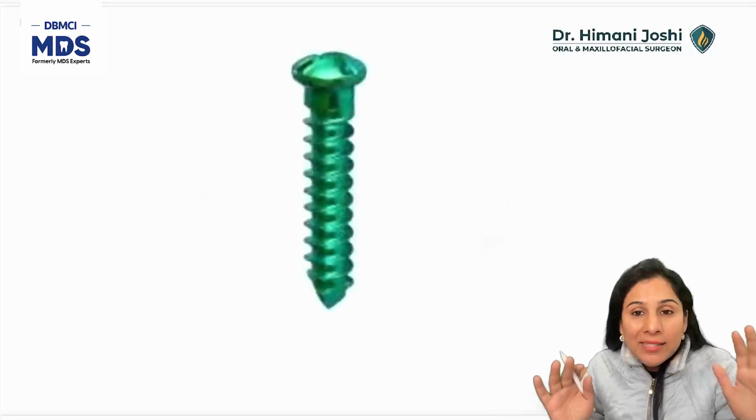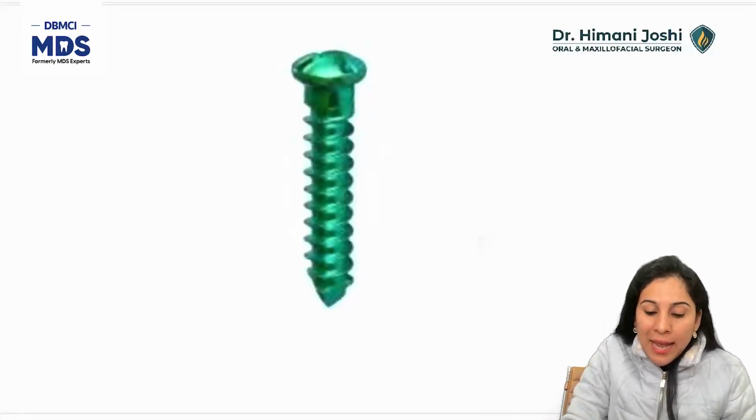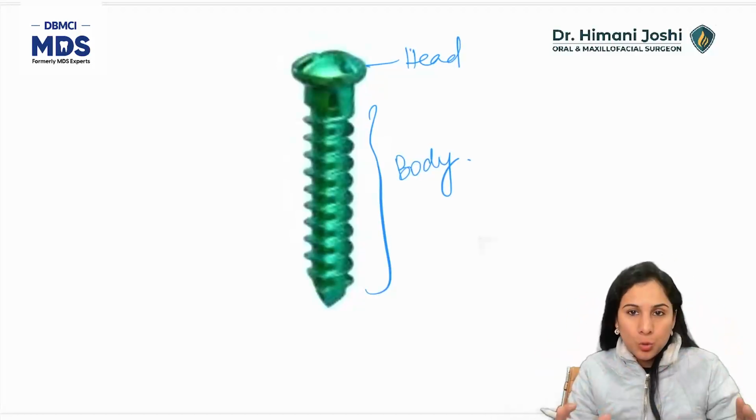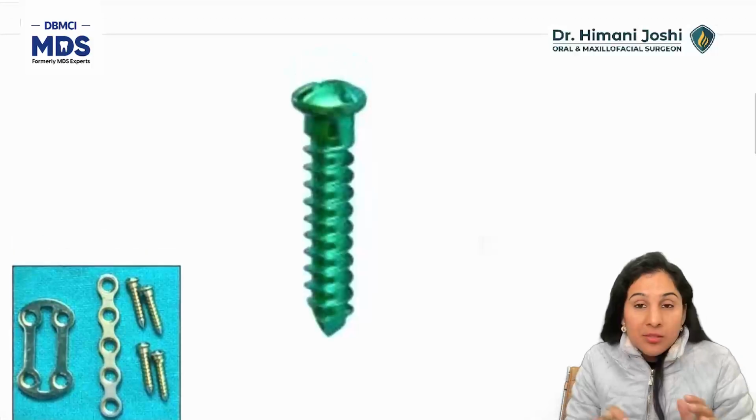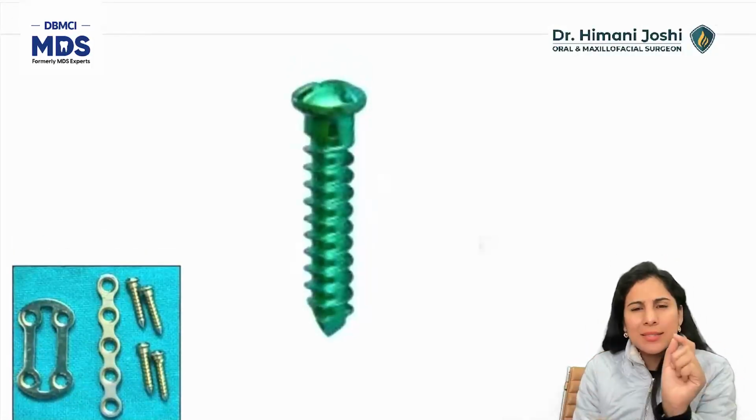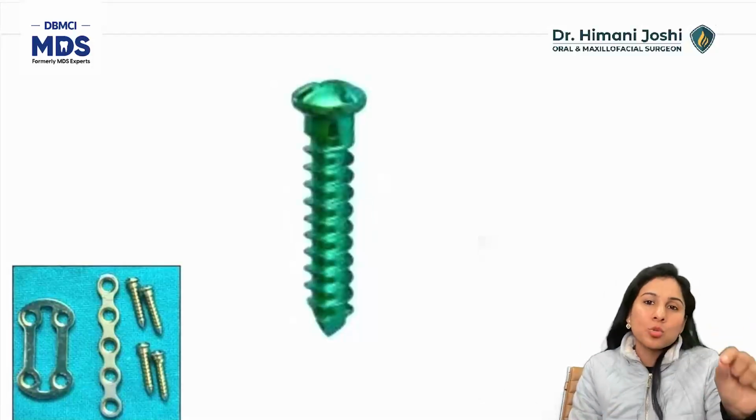Very simply speaking, this is a screw. It has a head and it has a body. This is a simple screw that we use with all the mini plates, the small, thin plates. A simple screw goes and engages the plate to the bone.